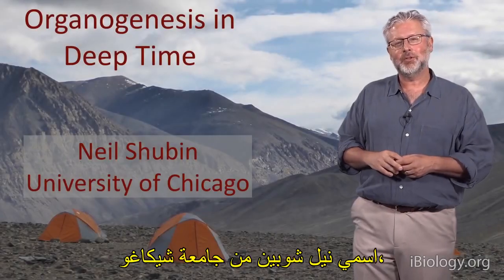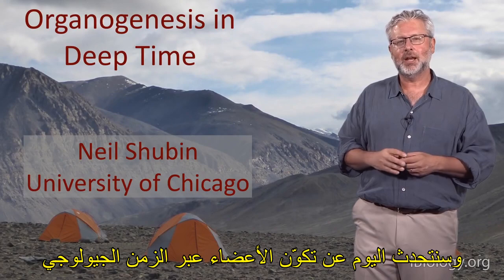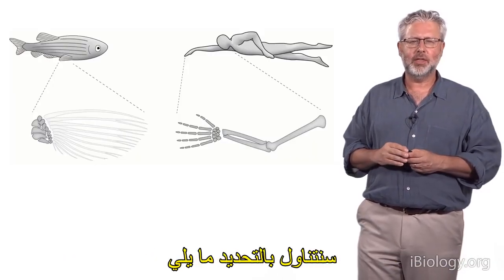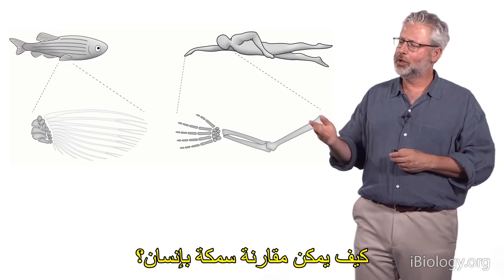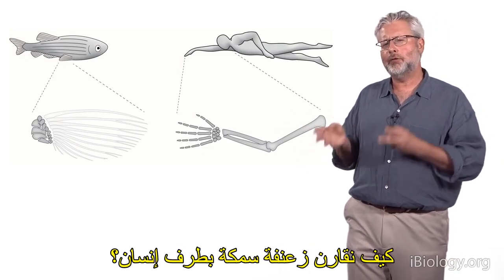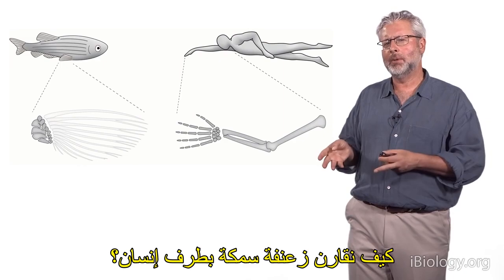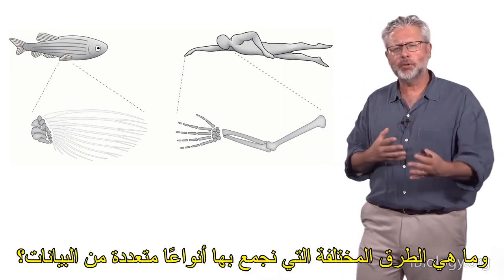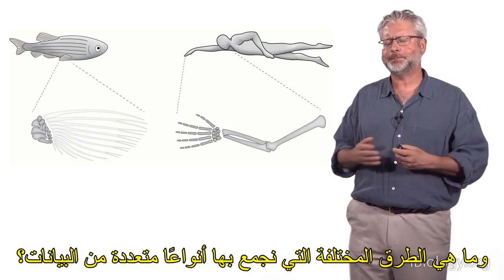My name is Neil Shubin from the University of Chicago, and we're going to talk today about organogenesis in deep time. In particular, we're going to look at this. We're going to try to compare a fish to a human. How do you compare a fish fin to a human limb? How did the limb come about from fins? And what are the different ways we pull together different types of data?